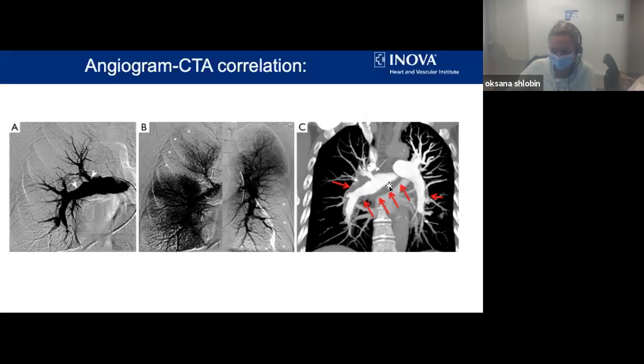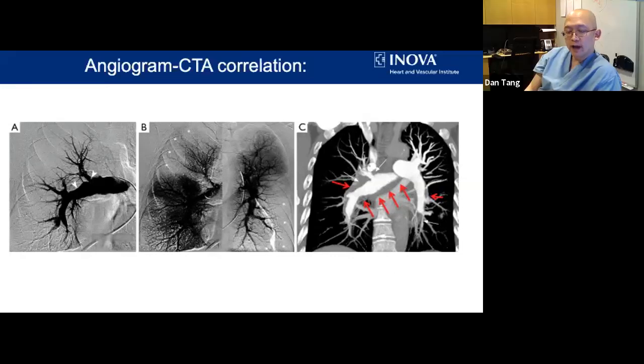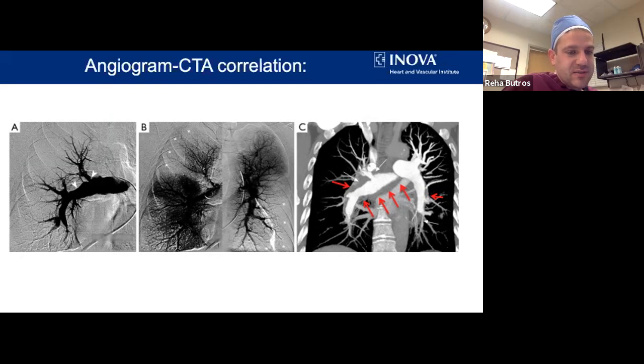If anyone has any more questions, please go ahead and ask. Reha, I think you mentioned it, but how much contrast do you give when you're doing a full series of angios, compared to a regular pulmonary angio, compared to a CT scan? A regular CT scan uses 100 cc's. We've done cases where we use only 60 to 70, but the average is probably 100, 120. It depends on the patient.